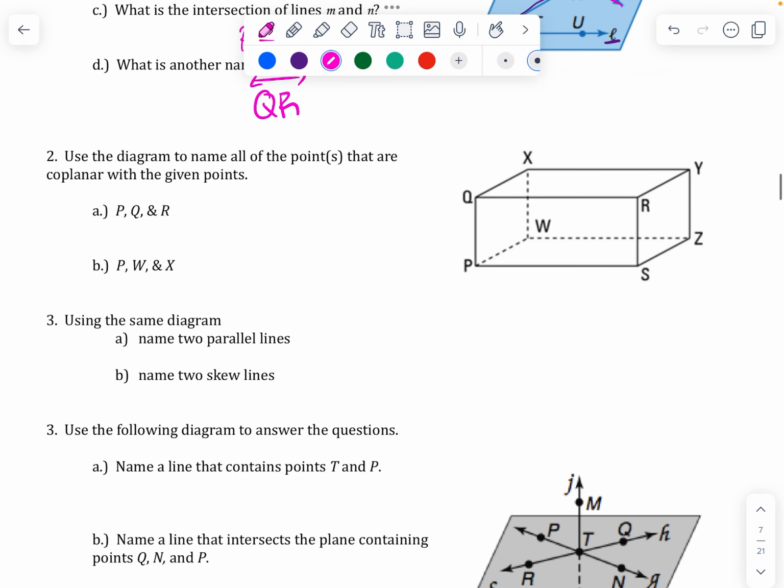Use the diagram to name all the points that are coplanar with the given points. So let's take a look at where these points are. We got P, Q, and R, and so that makes this front plane right here. And so S would be the point that's coplanar with that one. And then we have P, W, X, and that's the side over here. So Q would be coplanar with that one. So coplanar is on the same plane, that flat surface.